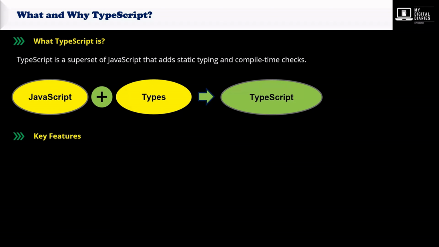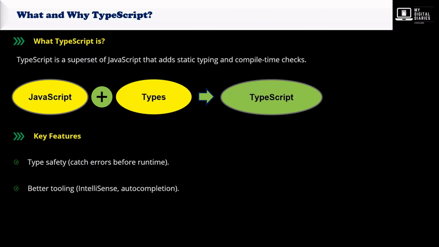Now let's talk about the key features of TypeScript. The first feature is type safety. TypeScript helps catch common mistakes before runtime, such as passing the wrong data type to a function. The second feature is better tooling. TypeScript works really well with modern editors, giving features like IntelliSense and auto-completion. The third feature is that TypeScript supports modern JavaScript features along with additional constructs like interfaces and generics. These features help write clean and maintainable code.